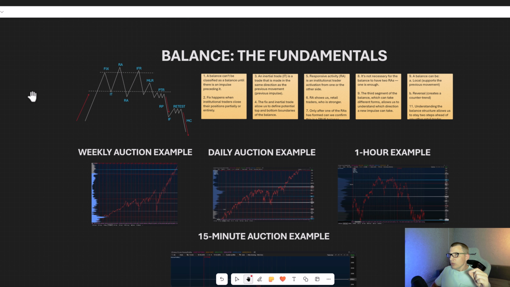I'll explain to you what the balance, what you usually call a consolidation or a range, what the balance is. All right? I'll deconstruct it part by part, segment by segment. Okay? Now, without any bullshit, let's get started. All right.